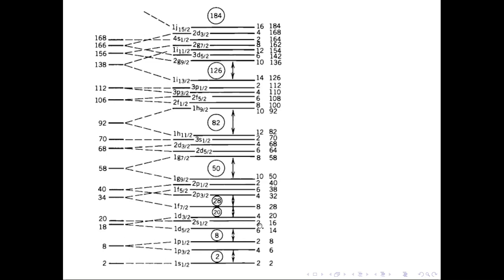So the 2S level can have 2, since 2 into j plus 1 gives you 2, and 1D 5 by 2 can have 6, since 2 into j plus 1 is 6, with j being 5 by 2. So this sublevel can have 4. So the number of nucleons required for closure of this shell is 2. For closure till here, it is 8.